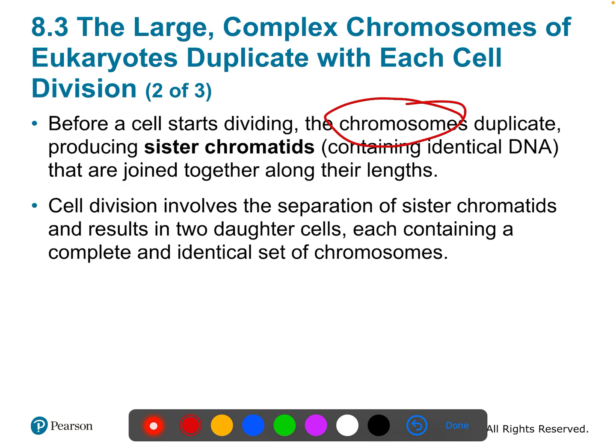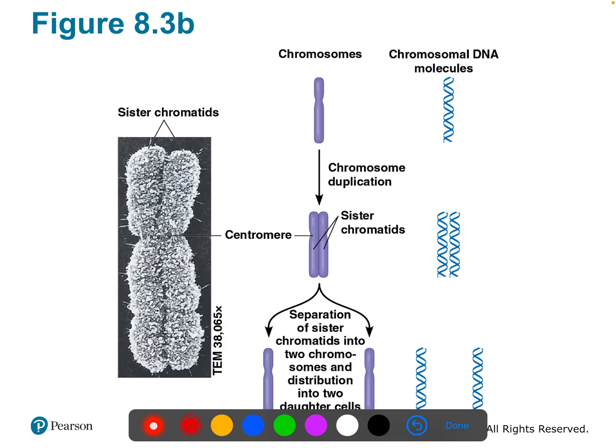And what happens is when the chromosome forms and duplicates its genetic information, you end up with what are called sister chromatids. And sister chromatids are two pieces of identical DNA that are connected together. And what cell division really is about, when the cell divides in two, is about separating those sister chromatids so that each daughter cell ends up with the exact same genetic information.